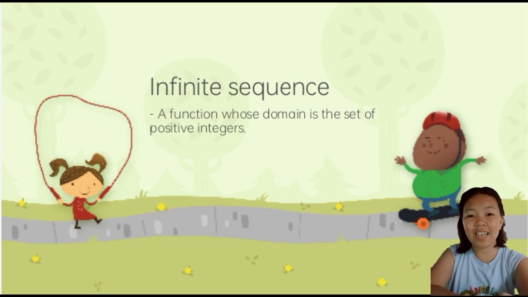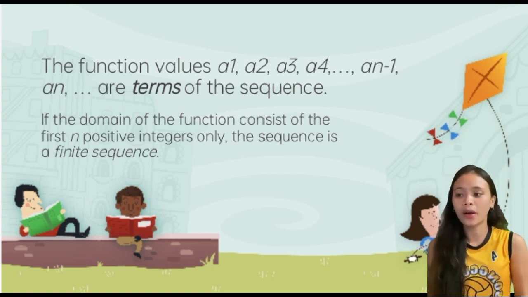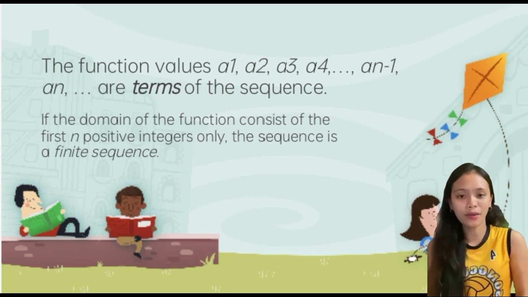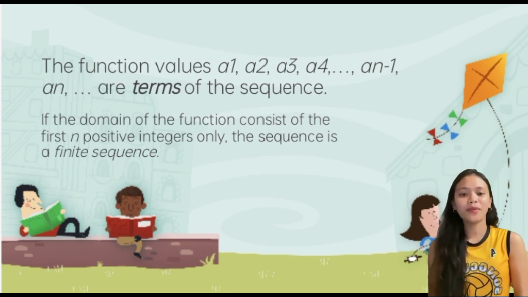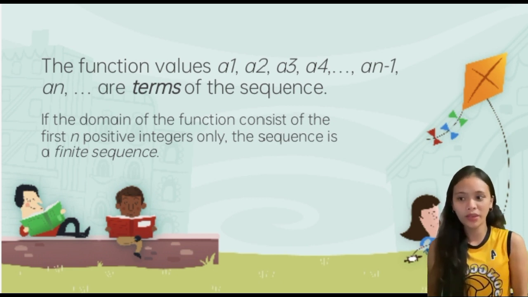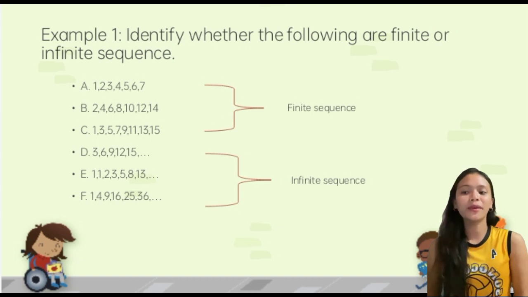An infinite sequence is a function whose domain is the set of positive integers. So a1, a2, a3, a4, and so on, a sub n minus 1, a sub n, and so on, are terms of the sequence. If the domain of the function consists of the first n positive integers only, the sequence is a finite sequence. So example number 1, identify whether the following are finite or infinite sequences.